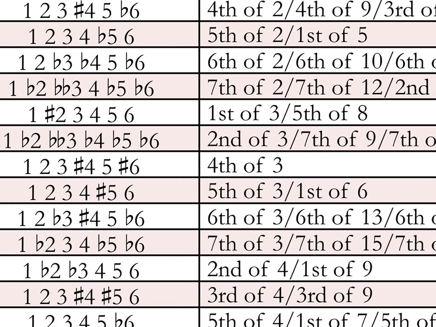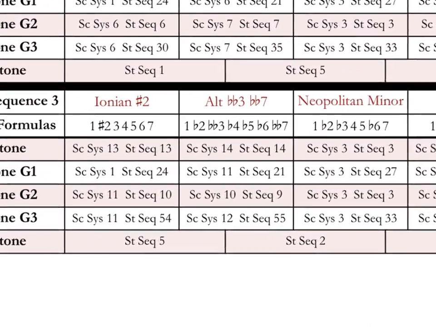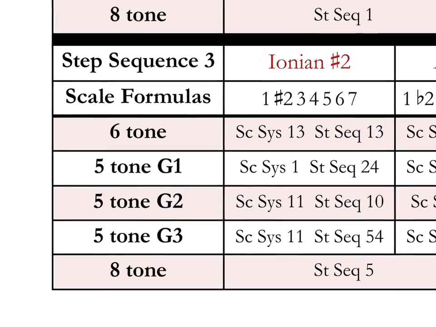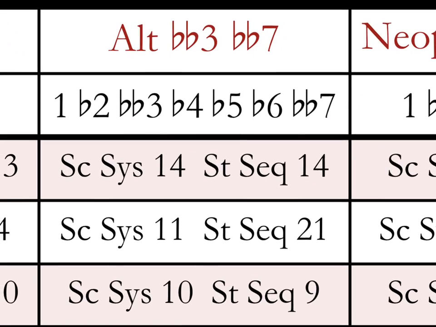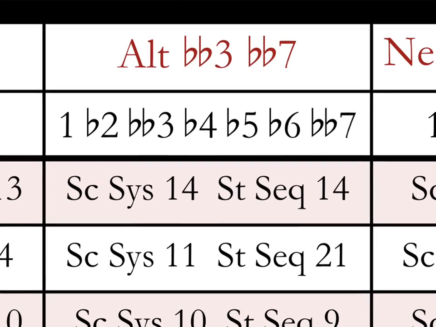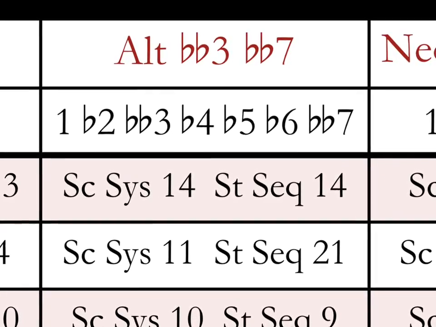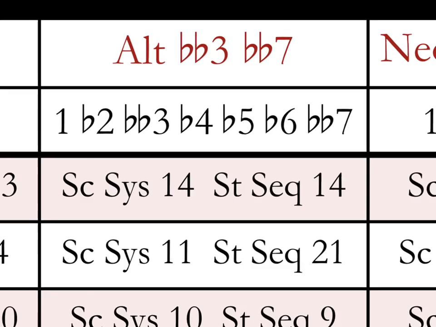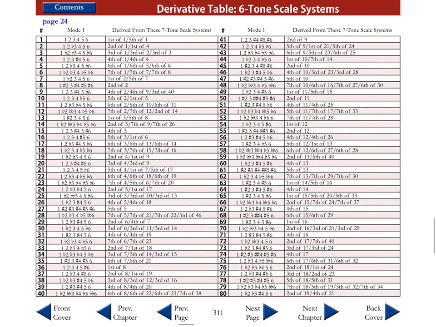We're going to take a look at the 2nd mode of 7-tone scale system 3. Right here is 7-tone scale system 3. Looking at the 7th mode of alt double flat 3, double flat 7, look at the intervallic formula: 1, flat 2, double flat 3, flat 4, flat 5, and flat 6. By omitting the double flat 7, you create that particular 6-tone scale system.